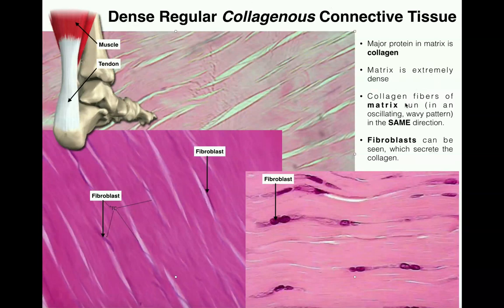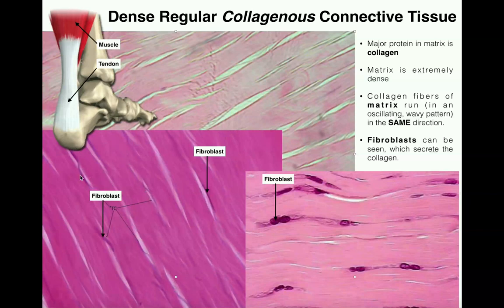All right? So in this tissue, the collagen fibers of the matrix, they run in the same direction. So let me kind of indicate what that means here. So if we look at these fibers, we can look at these lighter regions to get a feel for where the fibers are running.